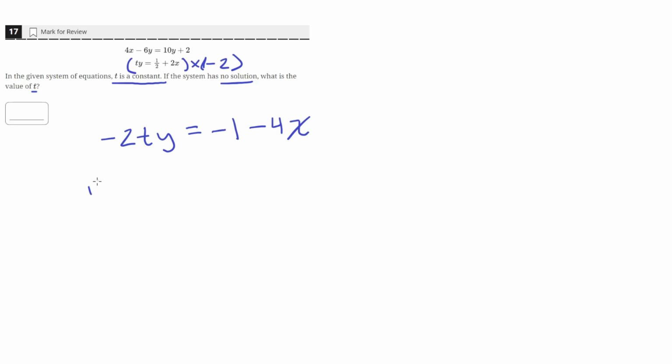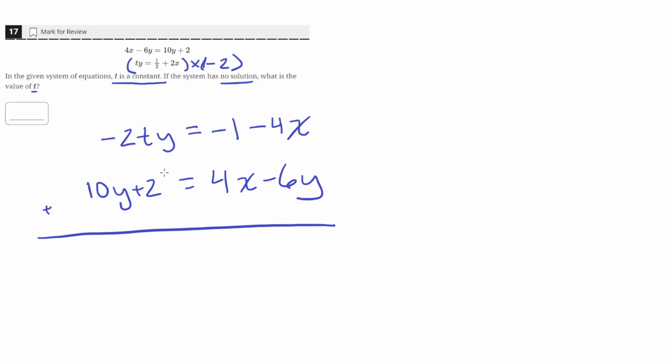So we'll have 10y plus 2 equals 4x minus 6y. This is just the first equation here. So then on the left-hand side, we'll just have 10y plus 2 minus 2ty, which equals -1, and then 4x minus 4x is just 0, and then we'll be left with -6y.